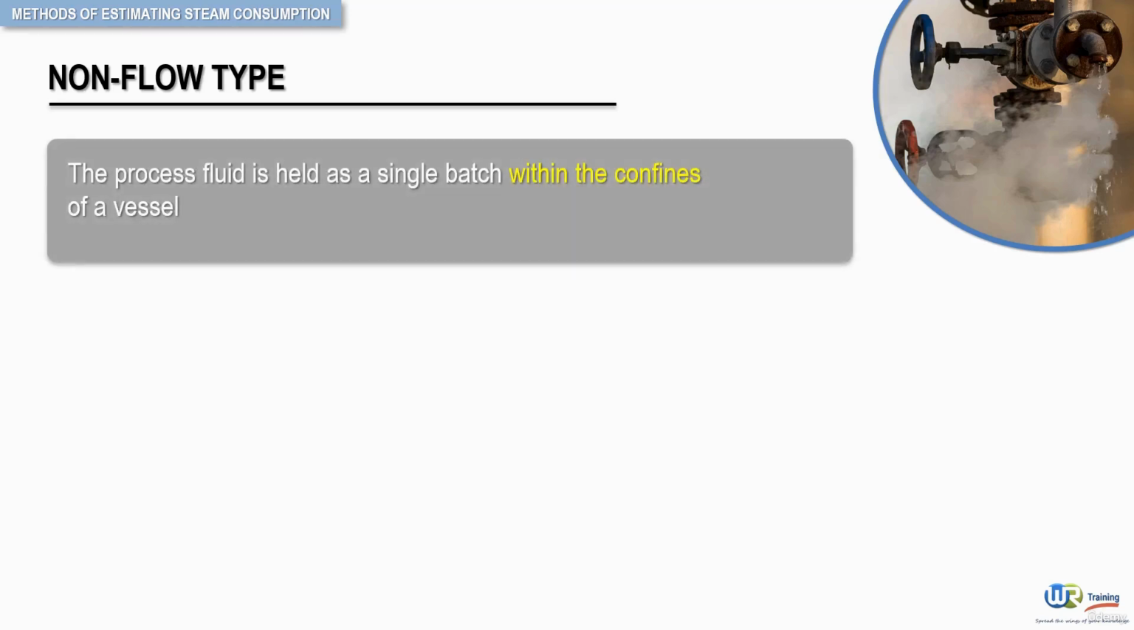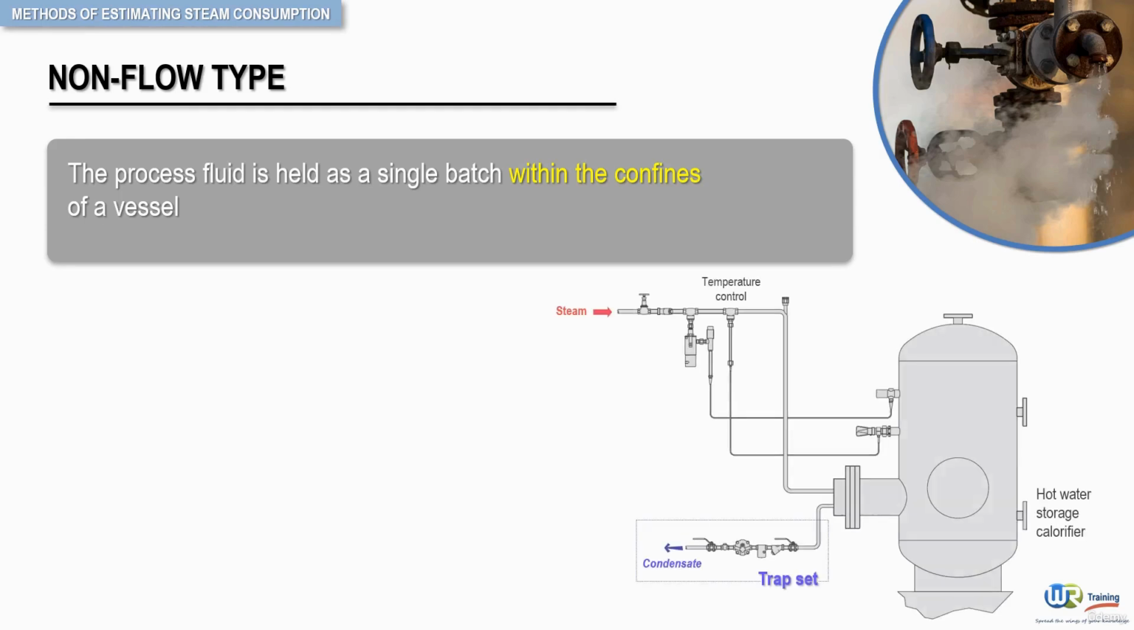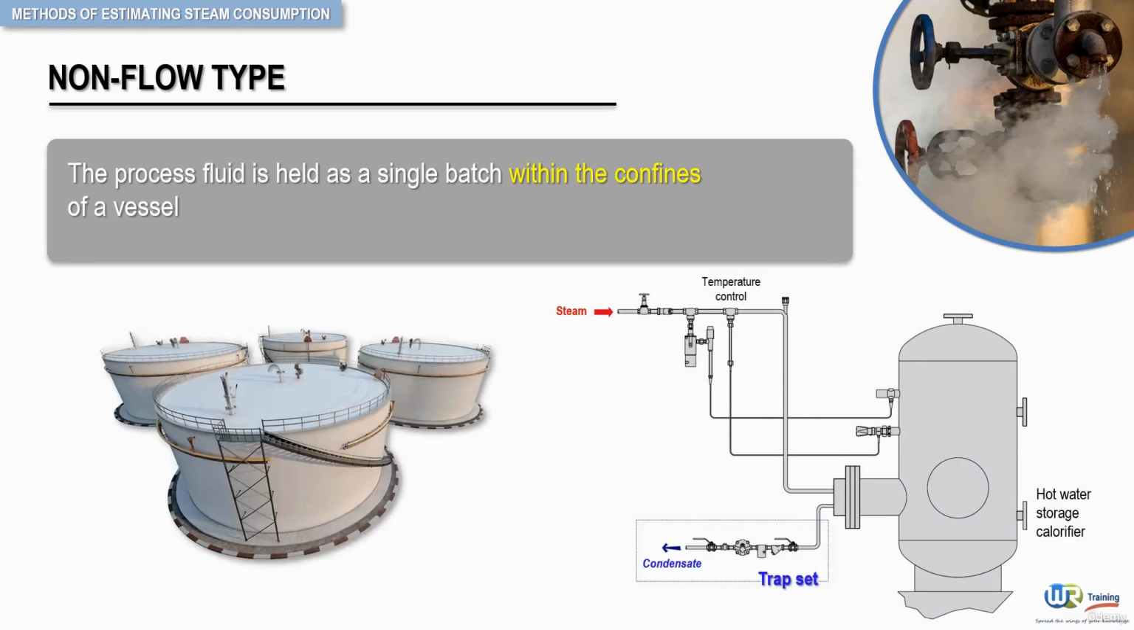In non-flow type applications, the process fluid is held as a single batch within the confines of a vessel. A steam coil situated in the vessel or a steam jacket around the vessel may constitute the heating surface. Typical examples include hot water storage calorifiers, as shown now on screen, and oil storage tanks, where a large circular steel tank is filled with a viscous oil requiring heat before it can be pumped.